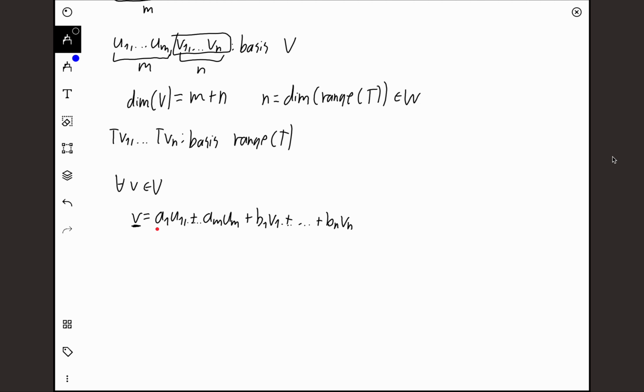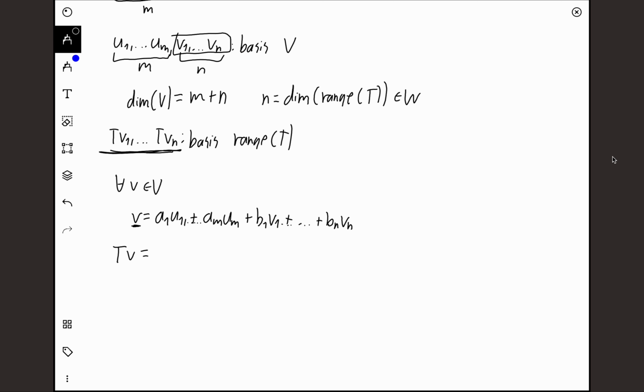So, these are just some scalars a1 to am, b1 to bn. These are just some scalar coefficients, and so we're writing v as a linear combination of the basis vectors of v. Now with this we're going to manipulate it and see that this is actually a basis for the range of T. So now let's apply the linear transformation T to this vector v. So Tv equals T of all of this, and we can apply T to all of these things individually.